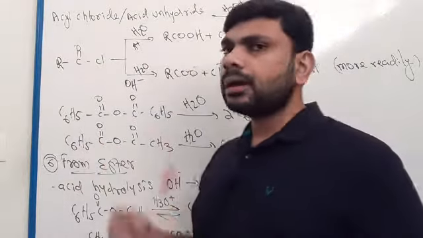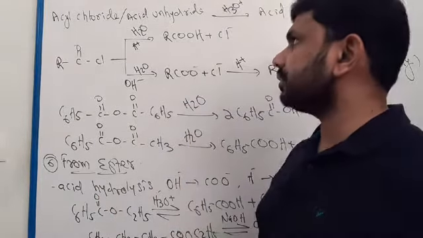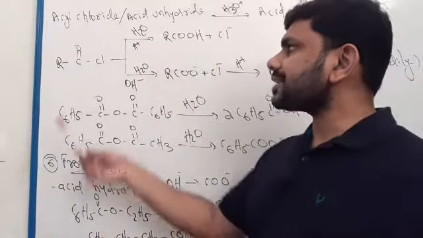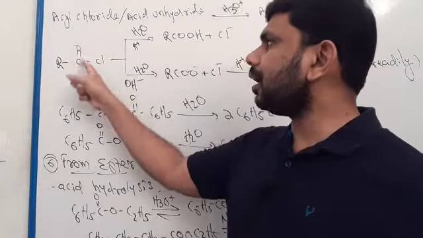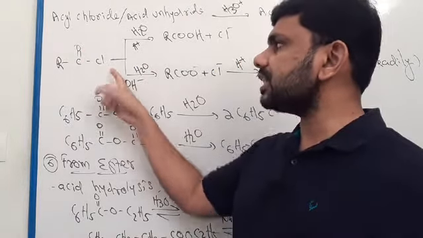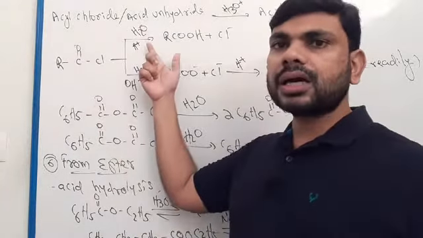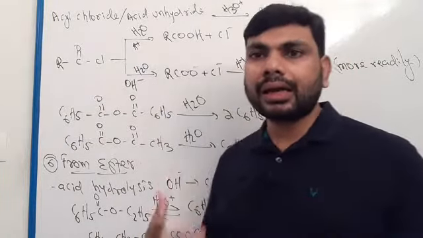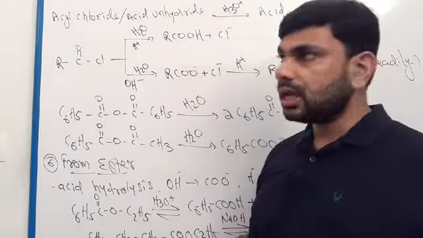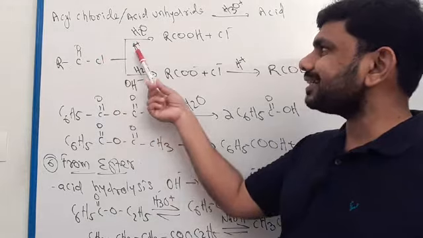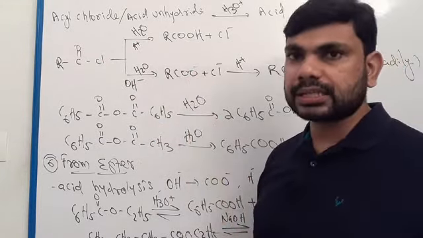Fifth one, from acyl chloride and acid anhydride. Acyl chloride, we know, means CH3COCl, carbon double bond oxygen, single bond Cl. This is acyl chloride. This acyl chloride, after acidic hydrolysis or alkaline hydrolysis, produces carboxylic acid, COOH.